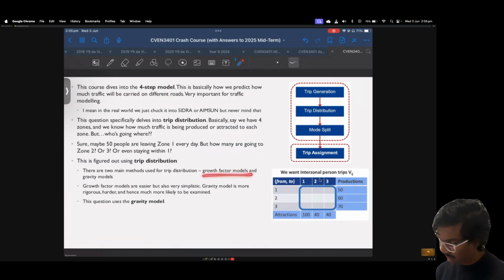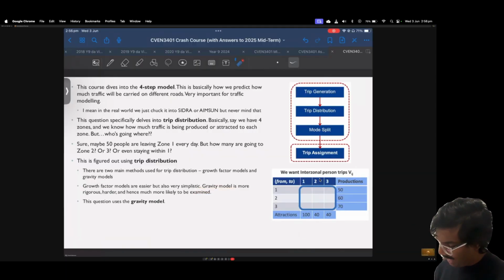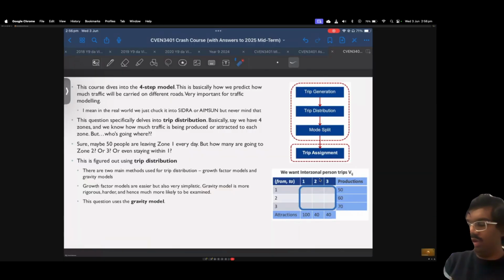There's the growth factor model and the gravity model. The growth factor model is a much easier, but also very simplistic. So I don't really think I've ever seen that examined. Doesn't mean you don't learn it, obviously still learn it, but the gravity model is much more frequent, and obviously much more likely to be examined. And this question will use the gravity model. All right, I'll go over it in a moment.